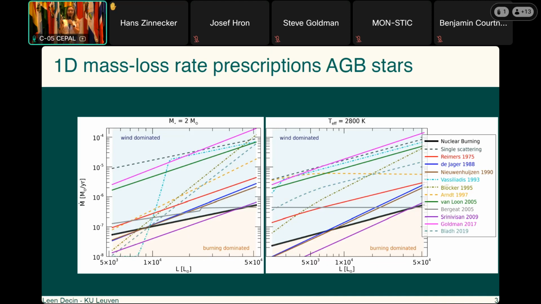Amanda once asked me, which one should I use? I said, I don't know. It may depend on how many thermal pulses you would like at the end, but this is not how we do science, is it? Now, the main question then is, why do they differ?